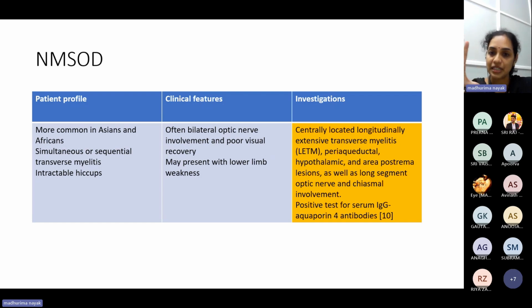Remember, it involves longitudinal extensive transverse myelitis and even a long segment of the optic nerve. The whole of the optic nerve may look enhanced on your MRI. And there is a positive test for serum IgG aquaporin 4 antibodies.